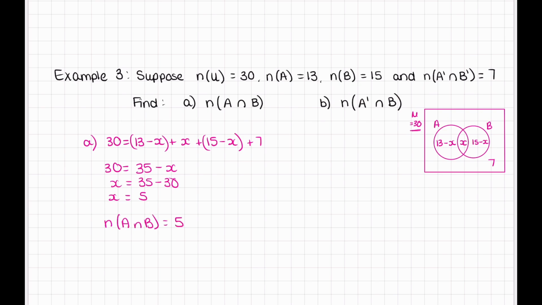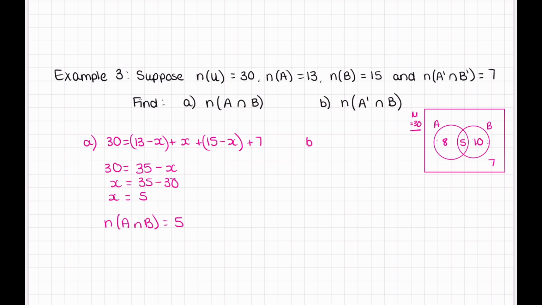Now we've done that, we can go back to our Venn diagram if we want to, and we can replace our X's with the 5, and we can complete this Venn diagram. So we know that's 5. A is 13 minus 5, which would be 8, and B is 15 minus 5, which is 10. And if you add all those numbers together, you'll get to 30.